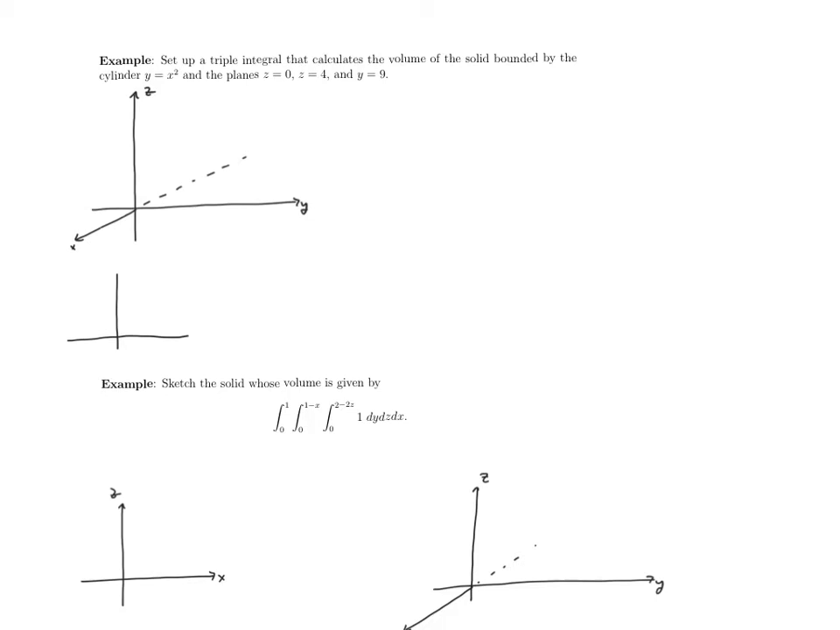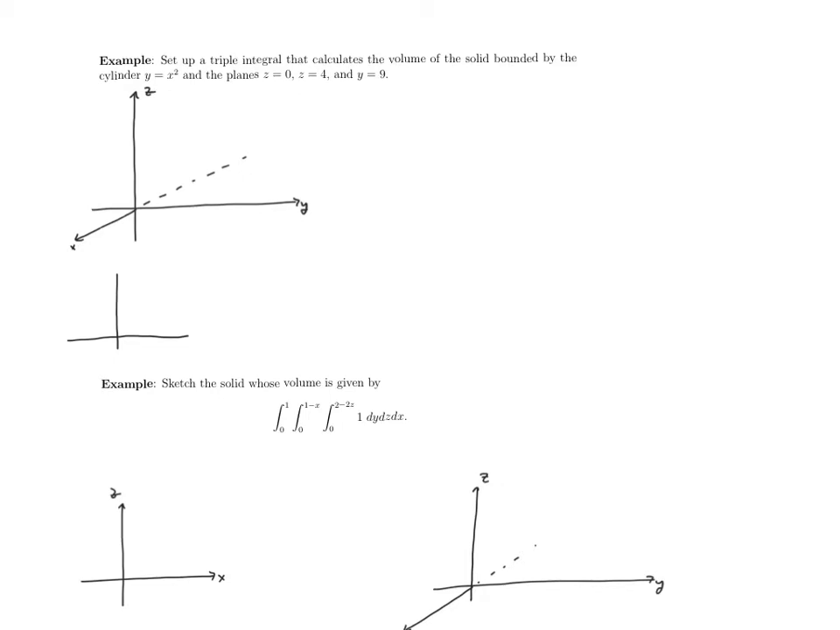So assuming that you have paused the video and came up with your rough sketch of this solid, let's go ahead and work through it together. My intuition when I look at this is the z equals 0 and z equals 4 are going to bound our solid above and below. The y equals 9 is going to bound it on the right, and y equals x squared will bound it on the left. So let's begin with y equals x squared.